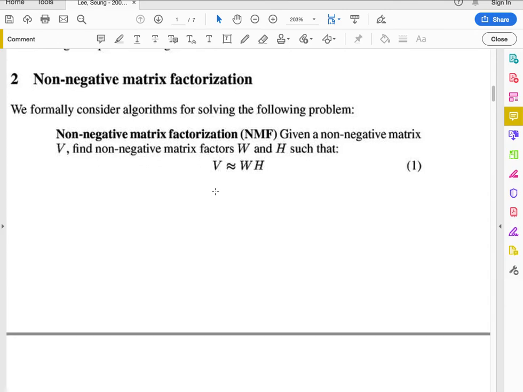Okay, so they start with the definition of NMF. What is NMF? NMF basically means you want to approximate V. V is given to you, the data is given to you. You want to decompose it into two matrices, W and H, which are both non-negative, right?